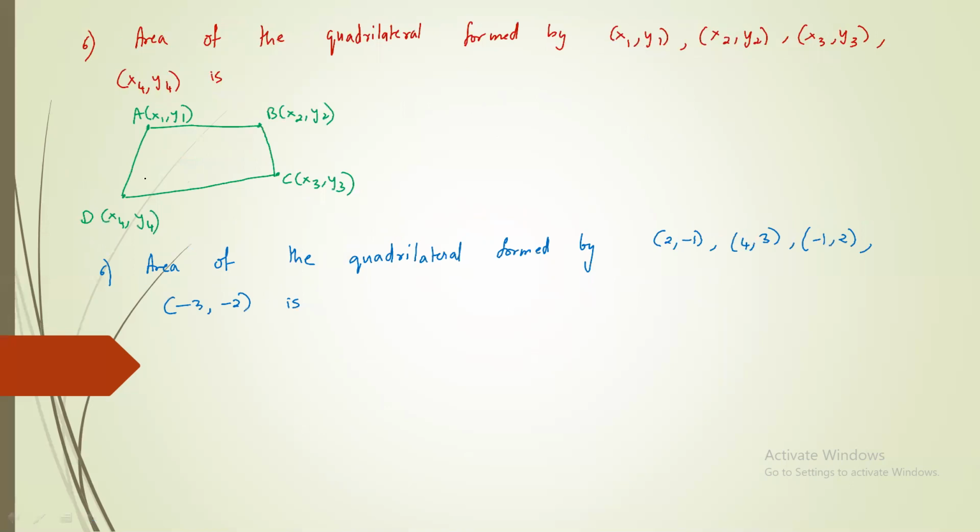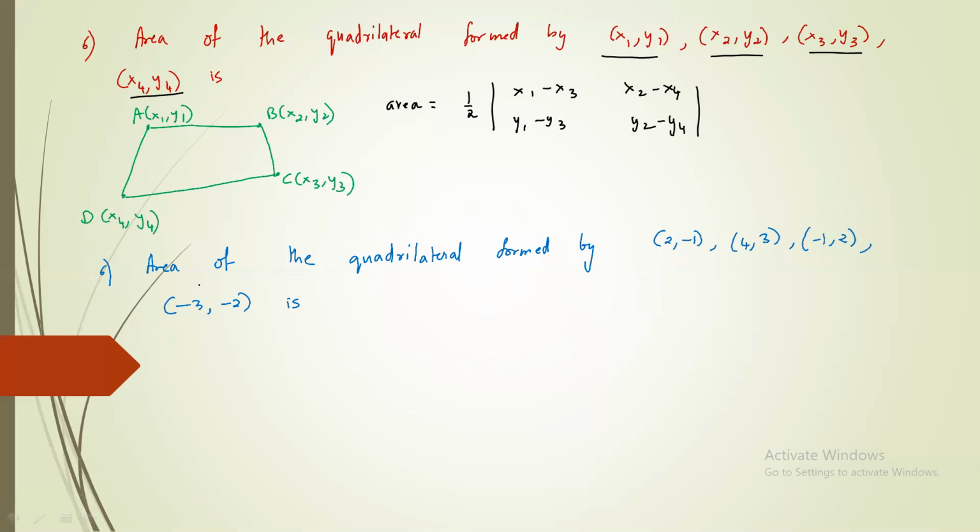Coming to the next question. Area of the quadrilateral formed by x1, y1, x2, y2, x3, y3, x4, y4. We have any type of quadrilateral here with the 4 vertices given. Then, in order to find the area, we have to use the formula half into determinant of x1 minus x3, x2 minus x4, y1 minus y3, y2 minus y4.